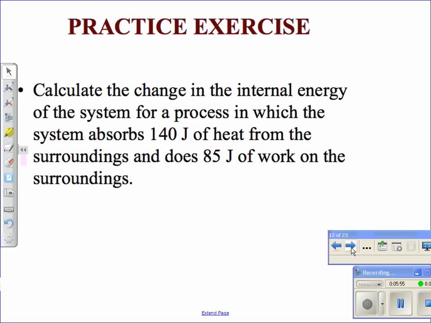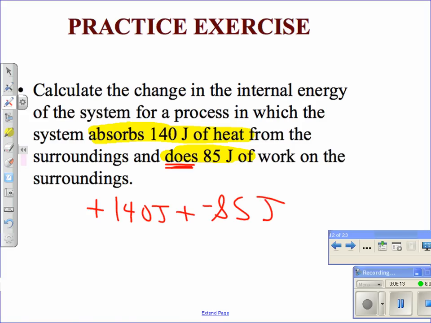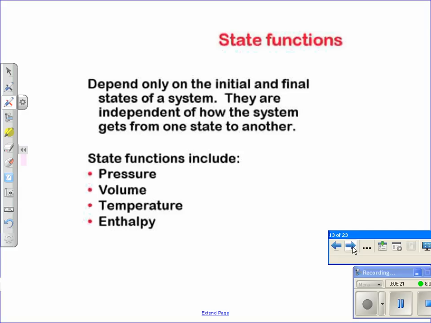All right, here's another one, practice one. Calculate the change in the internal energy of the system. It absorbs 140 kilojoules of heat and does 85 joules of work. Well, the sign for absorbing is going to be positive 140 joules, plus, if it does work, it's going to be negative 85 joules. So when you calculate it out, you find that your answer is going to be a positive 55, which would be your delta E.